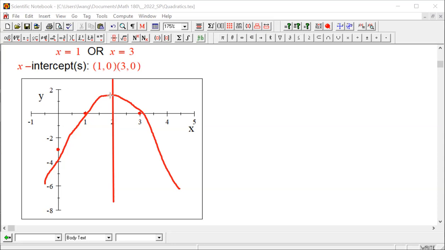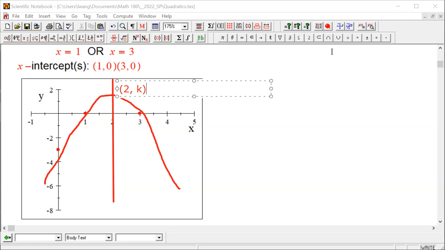So the highest point, we actually already know, because this is 1, this is 3, and because of symmetry, the number in the middle is going to be 2. So we already know the x coordinate of the highest point. We just don't know what k is. So from the x-intercepts, we can also identify almost the vertex. We're almost there.